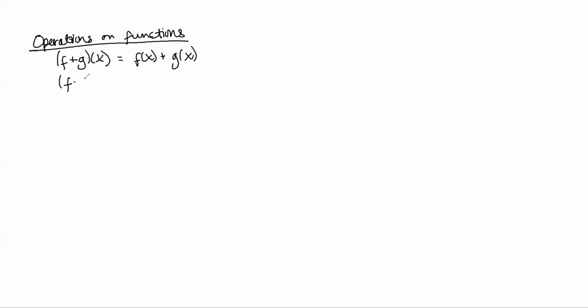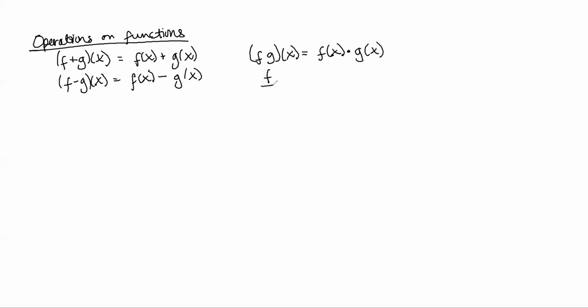Same thing if we have (f minus g)(x). This means f(x) minus g(x). Our next one, if we have (fg)(x), this means you're multiplying, so f(x) times g(x). And lastly, (f over g)(x) is the same thing as f(x) over, or divided by, g(x).